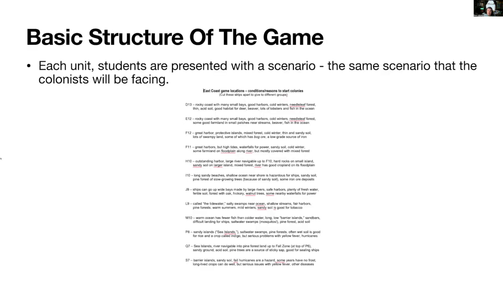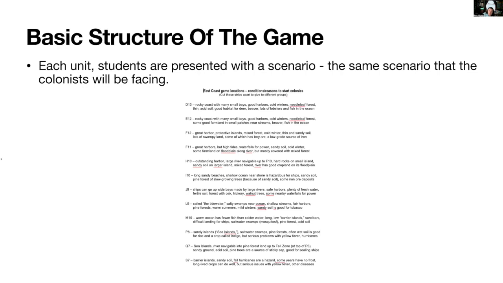Every unit, students are going to be presented with a scenario, and that's the scenario that they're going to face. What I have here is a version, and it's already changed, because we have this version and another new version all in the same document right now, and I'll share that in just a minute. But these are the places where kids could conceivably land.